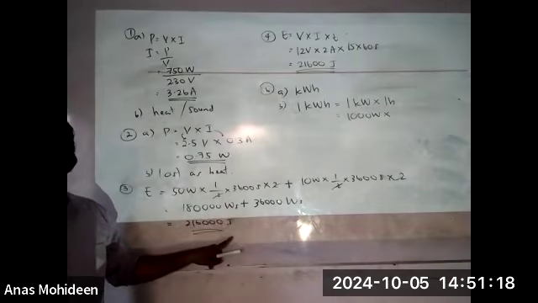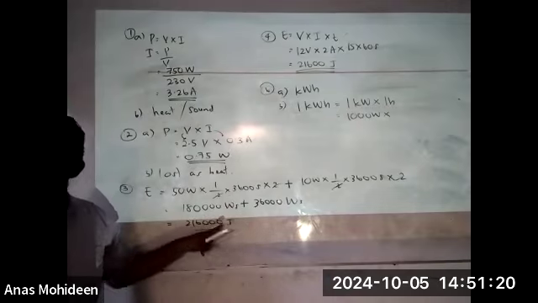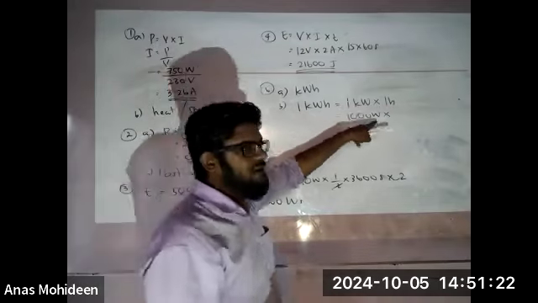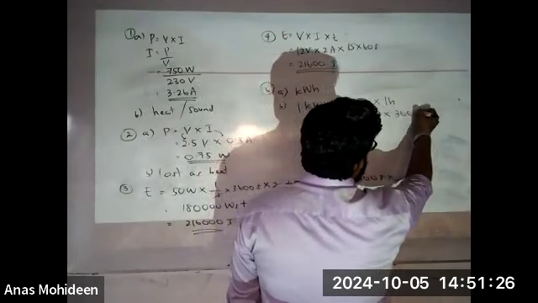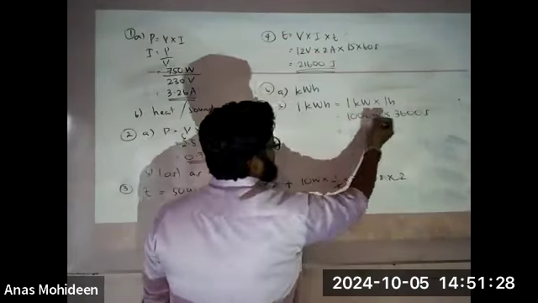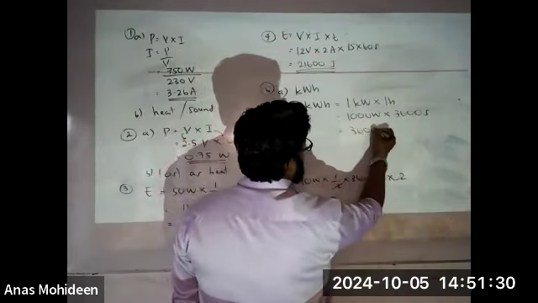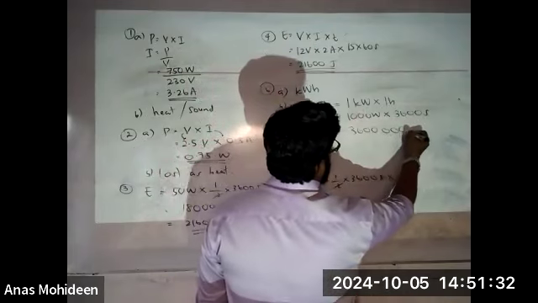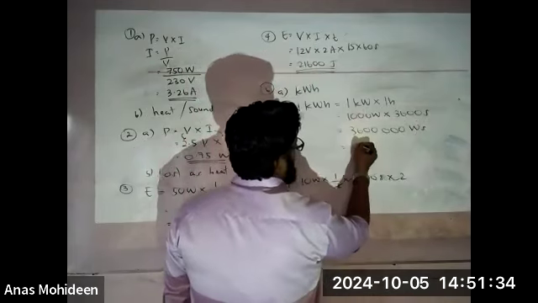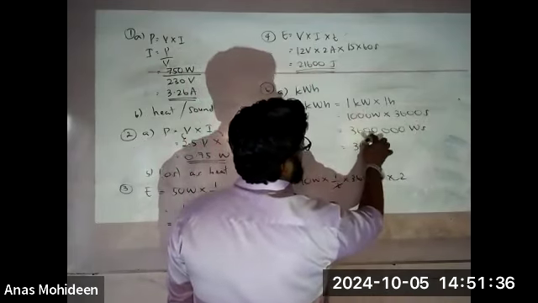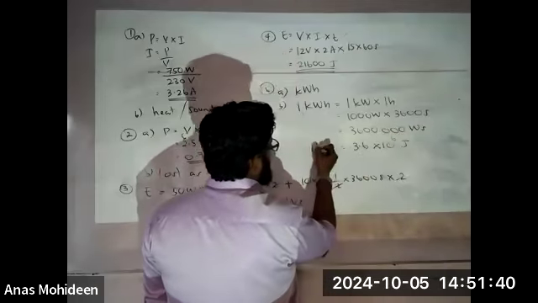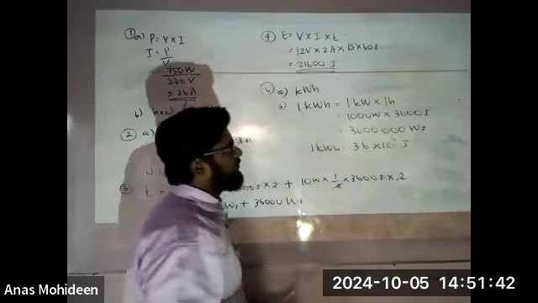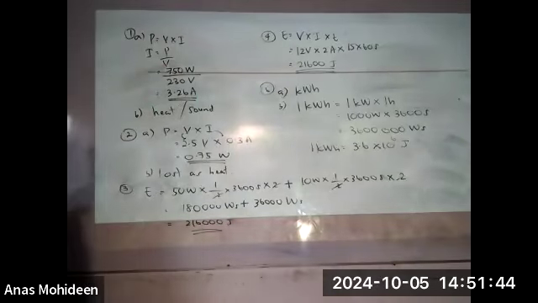Watt seconds are converted into joules. Joule to watt second is a 1 to 1 ratio. So I'm converting hours into seconds. 1 hour contains how many seconds? 3,600 seconds. When you multiply these, 3,600 along with 3 more zeros, watt seconds. That means I can write it as 3.6 into 10 to the power 6 joules. So 1 kilowatt hour is equal to 3.6 into 10 to the power 6 joules.